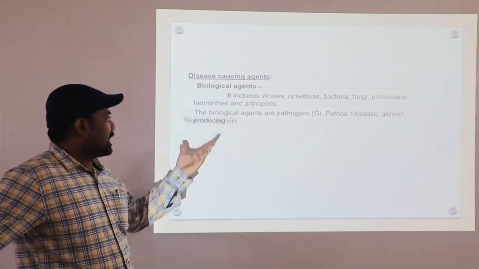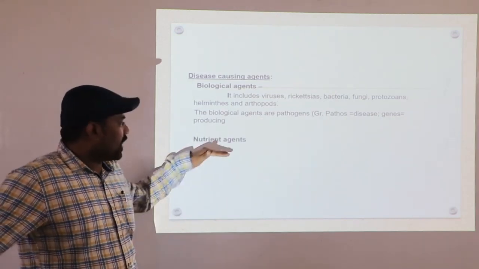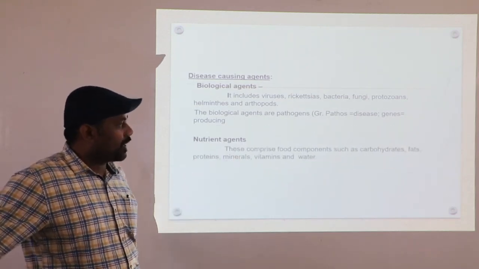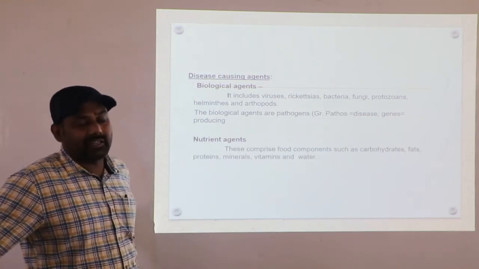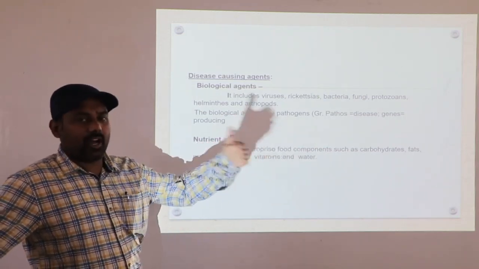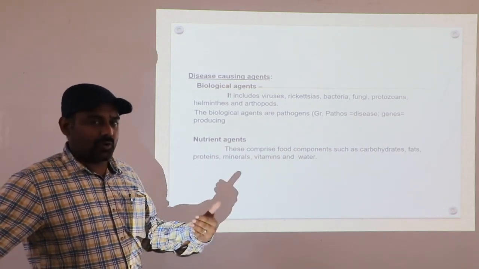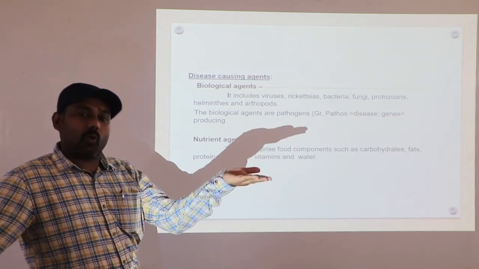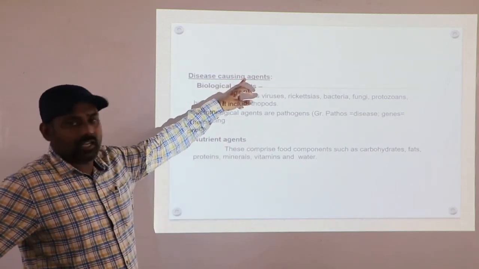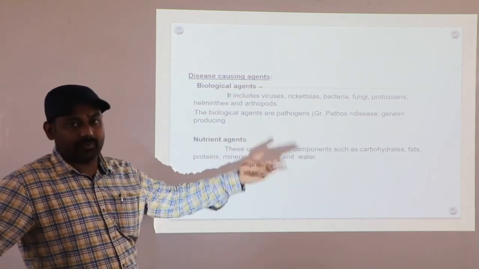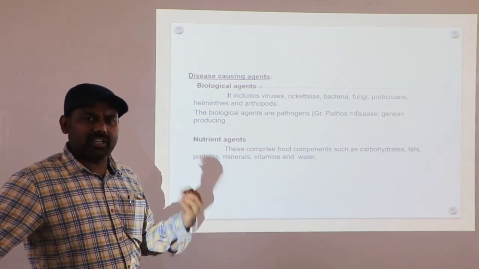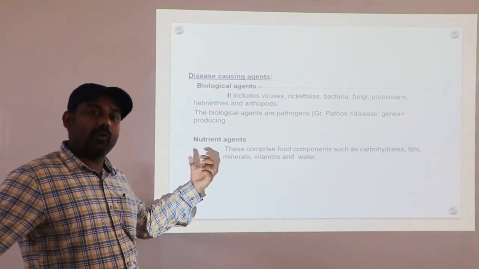Clear? Next, second one, nutrient agents. What are those nutrient agents which are going to cause disease to human beings? These comprise food components such as carbohydrates, fats, proteins, minerals, vitamins and water. If you eat carbohydrate in an appropriate amount, we can call it a diet. No problem. But if the amount of carbohydrate is more or less than the normal level, definitely it is going to harm the body in terms of disease. We can take fat, which can cause obesity, then proteins, which can cause many diseases, it may be hair fall. Many diseases are caused by the deficiency or overeating of proteins.